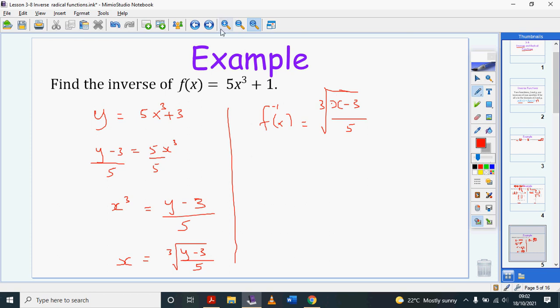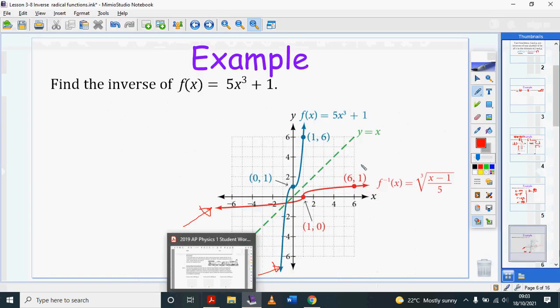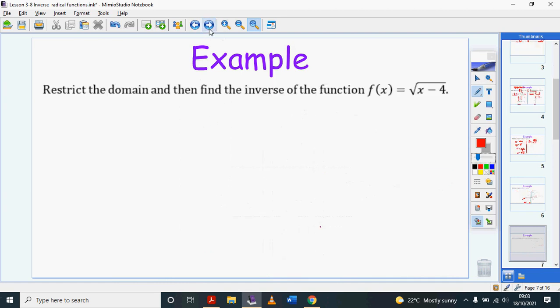Alright, so I hope you can graph this and see for yourself that when you graph it, this inverse will be a reflection of the original function in the line y is equal to x. And I hope you guys remember that this is the line y is equal to x, and the property of inverse functions is that they are reflections of each other along the line y is equal to x.